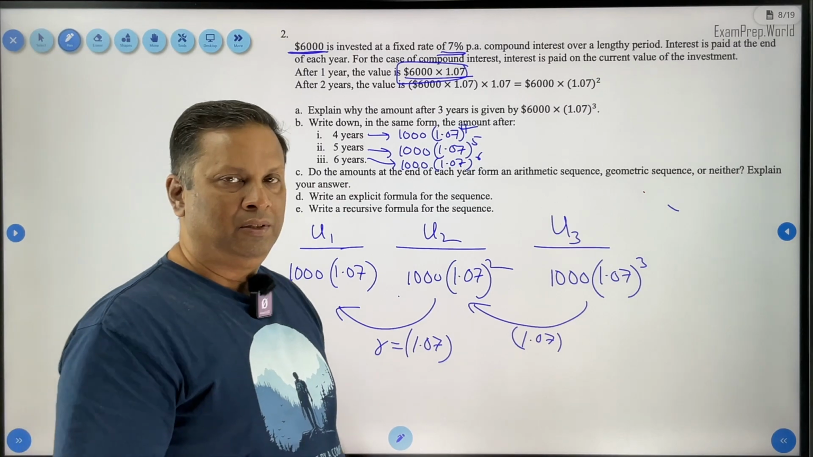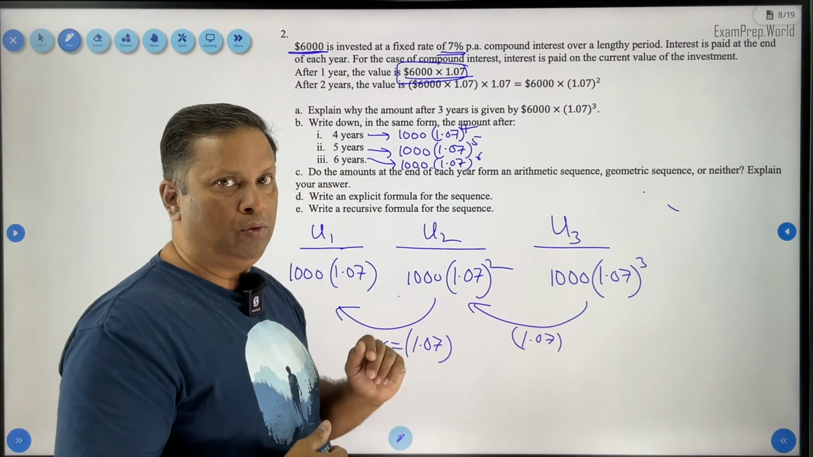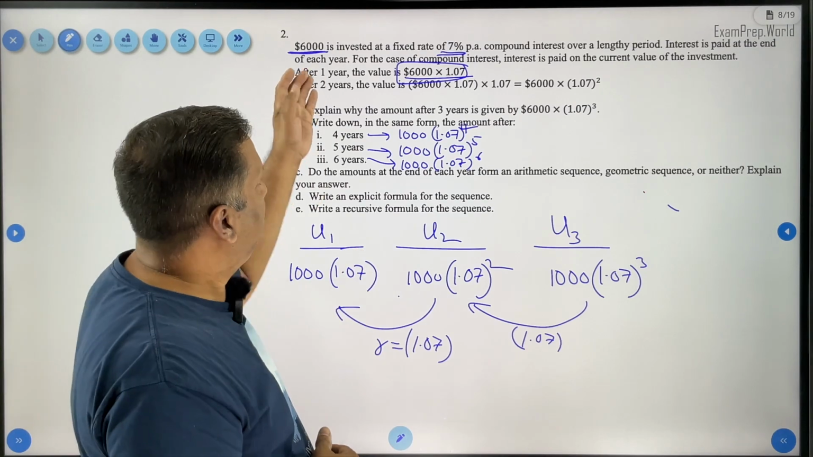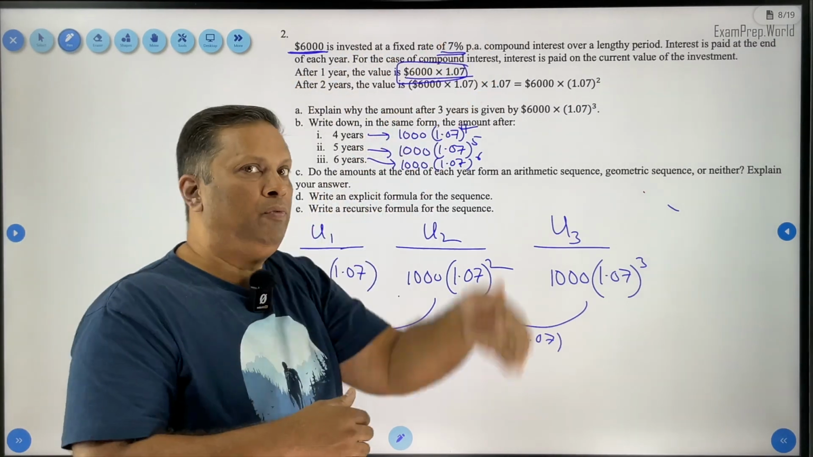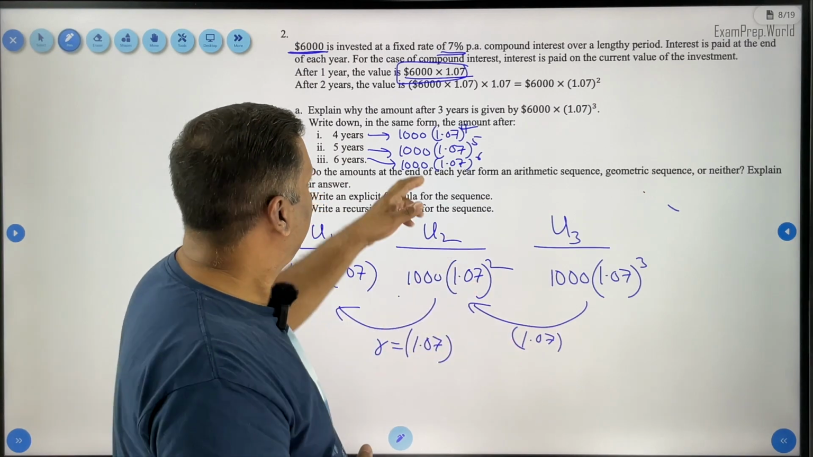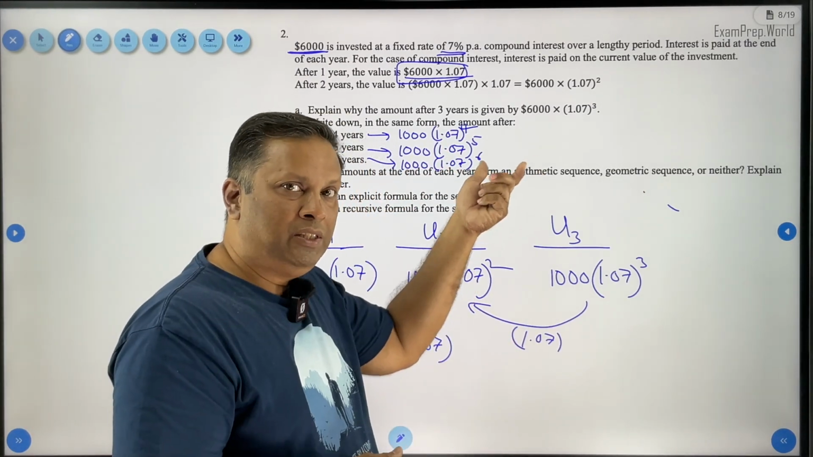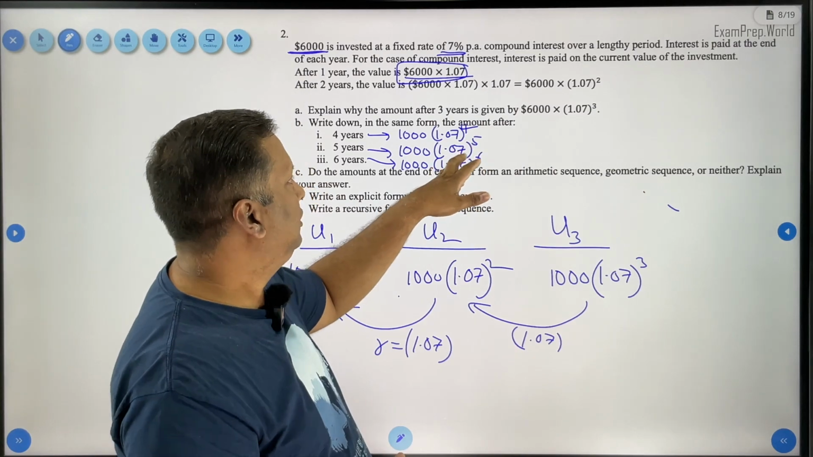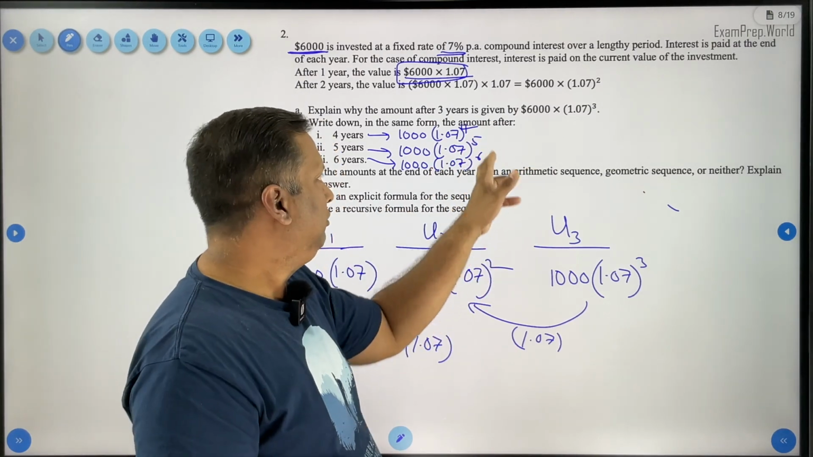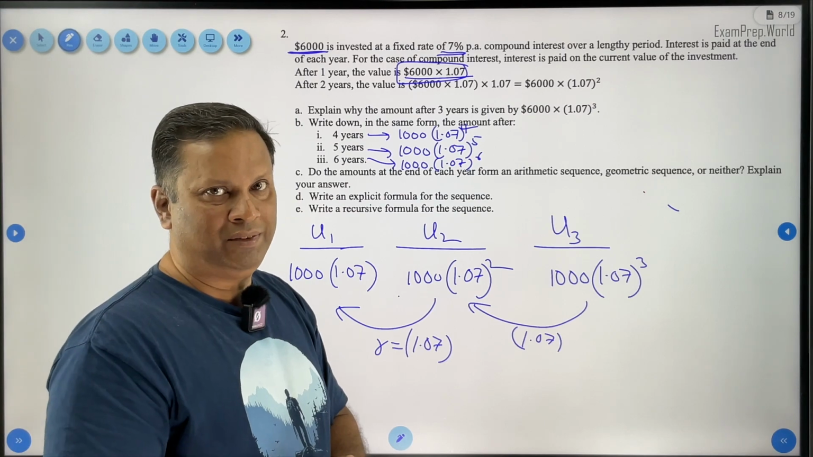Correct? See, don't again get confused: "Sir, this is n minus 1, so it should be 3." No, because we have calculated our sequence at the end of the year, not at the beginning of the year. At the end of year 1, it was already 1,000 into 1.07. That's why 1.07 is there. Although the R is the same, it is 1.07. Any term divided by the previous term will give you 1.07.